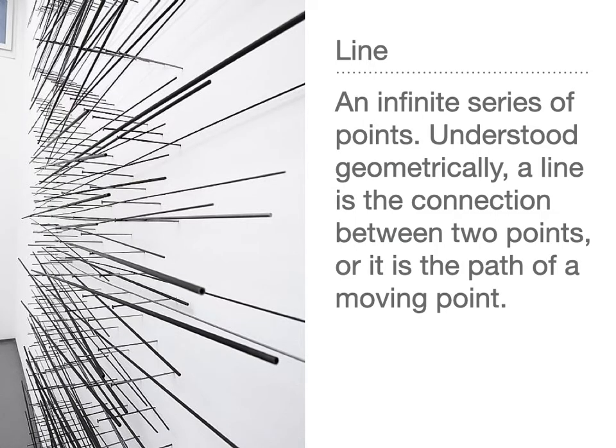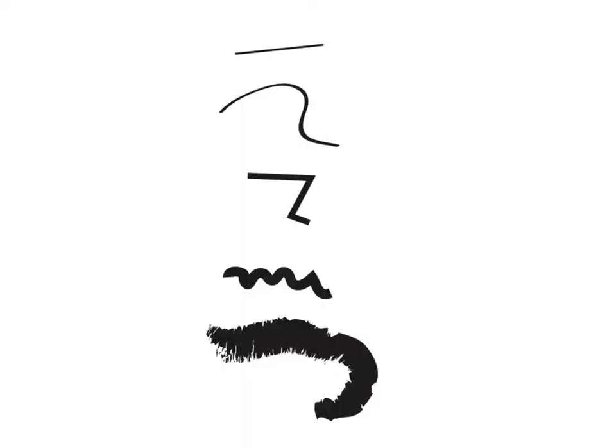All right, so a line is an infinite series of points. Understood geometrically, a line is a connection between 2 points, or it is the path of a moving point. Now, we can create a line with various tools. Lines can vary in their texture, their weight, their length. You just pick up a pencil, pick up a pen, and make a line. It's going to be different. Take a magic marker. It's going to be different. But they're all lines. They all connect 2 spots on the page.